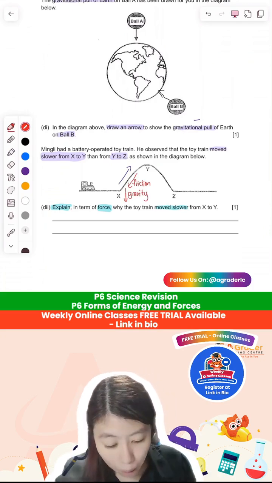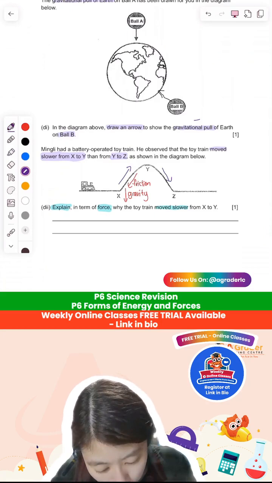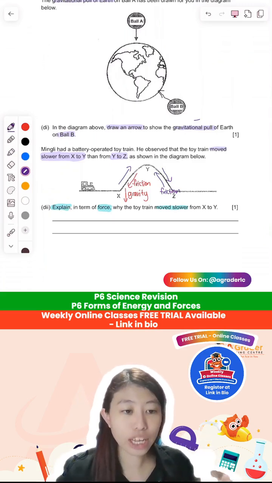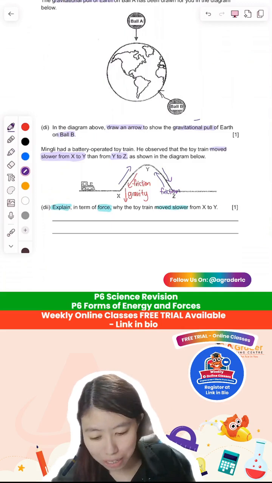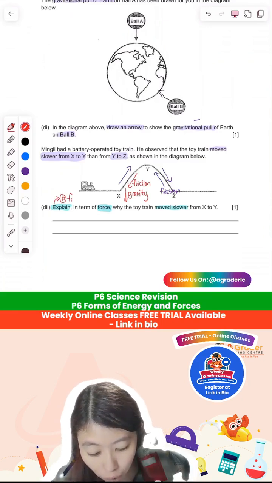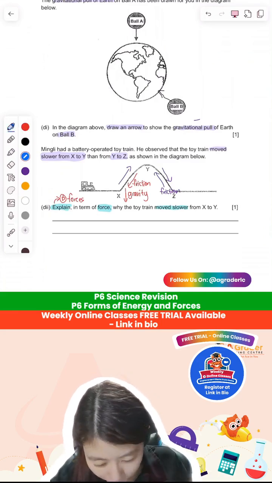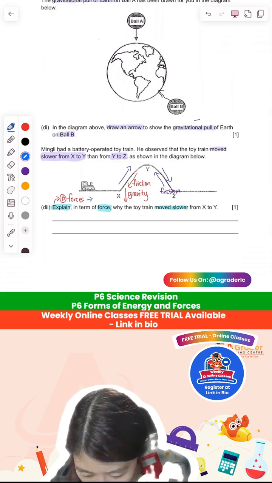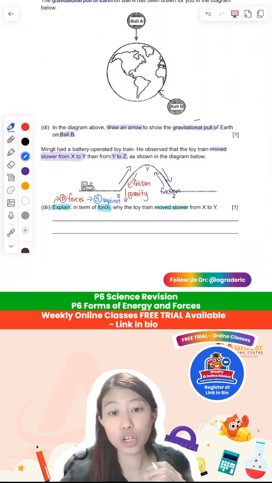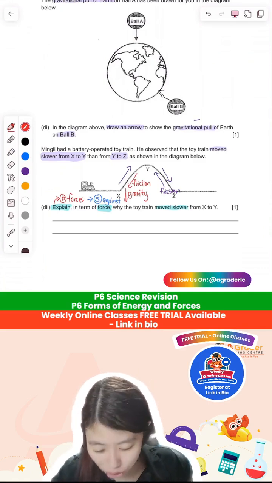So that is the difference. When the train is going down from Y to Z, it is only going against friction. You must compare. There's no such thing as plastic energy. You must describe the forces involved in this question, and talk about going against. Focus on which forces the train is going against. So you have to say that.